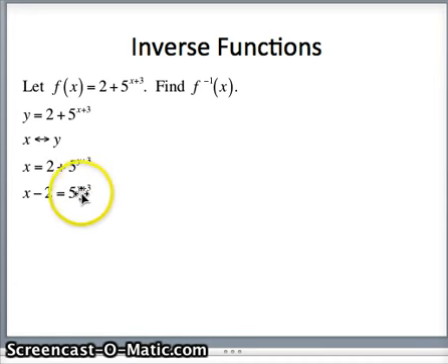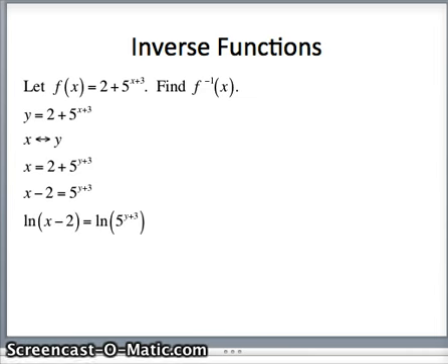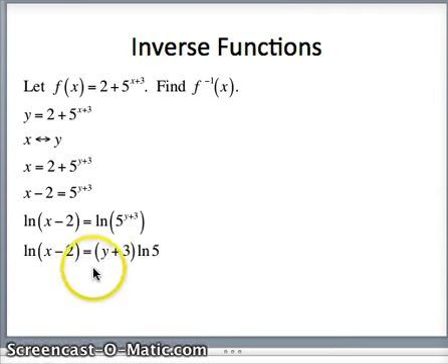Now to pull an exponent down, our strategy is to hit it with a logarithm. Log x minus 2 equals log 5 to the y plus 3. Y plus 3 comes down front. We get log x minus 2 equals y plus 3 times log 5. Our next move will be to distribute. Log x minus 2 will be y log 5 plus 3 log 5.